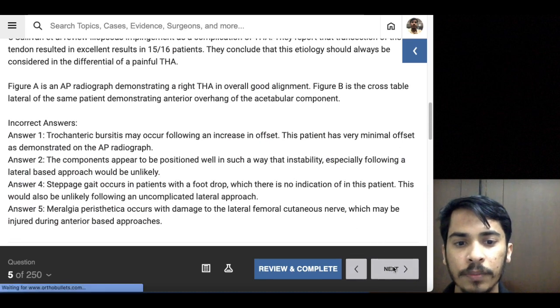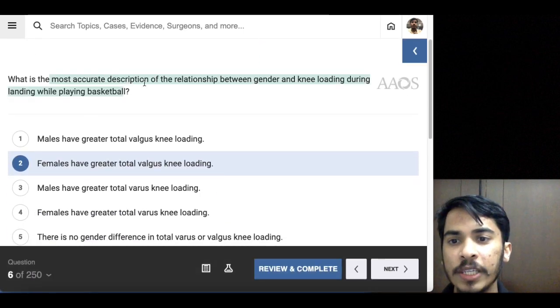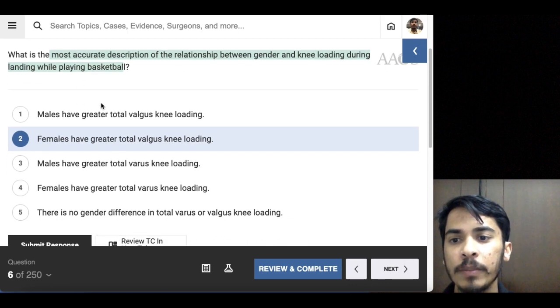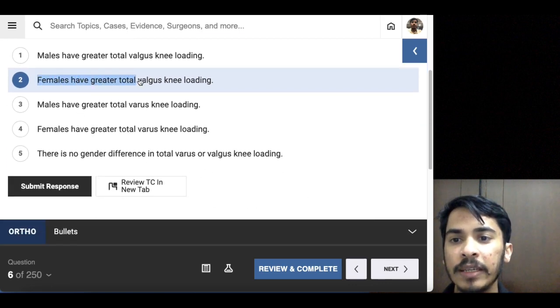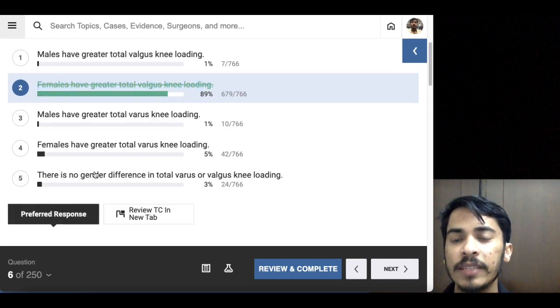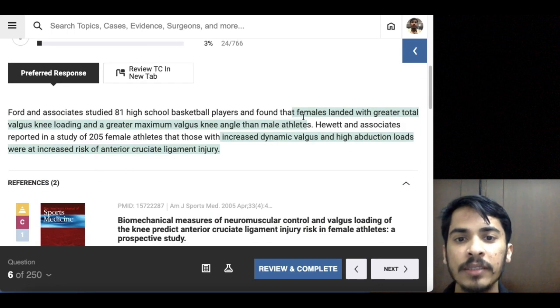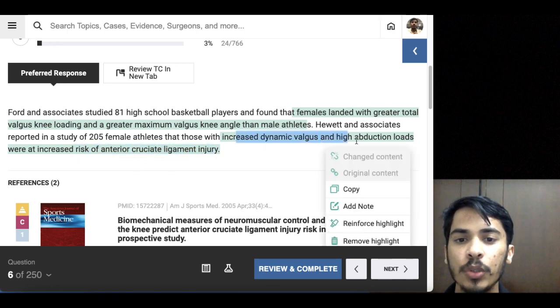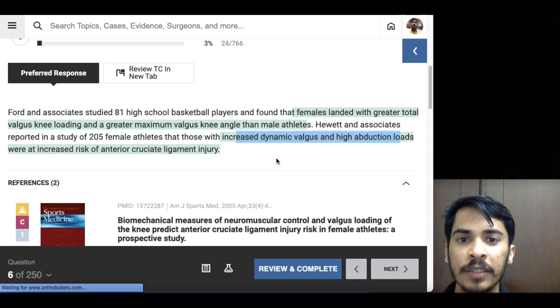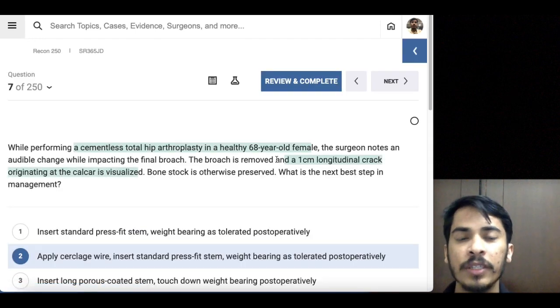So next question. What is the most accurate description of the relationship between gender and knee loading during landing while playing basketball? Females have a greater total valgus knee loading. That's the answer. We have to understand that females land with greater total valgus knee loading and a greater maximum valgus knee angle than male athletes. Increased dynamic valgus and high abduction loads put female athletes at increased risk of anterior cruciate ligament injury. Dynamic valgus loading is seen in female athletes.